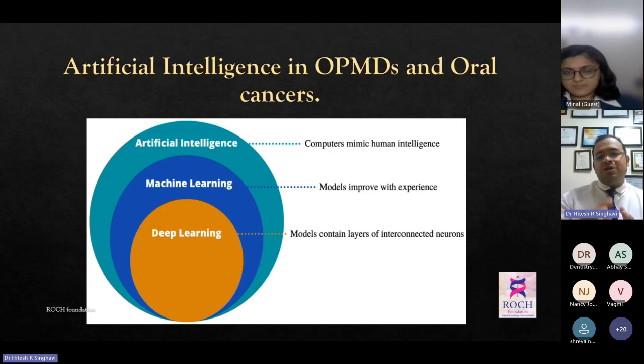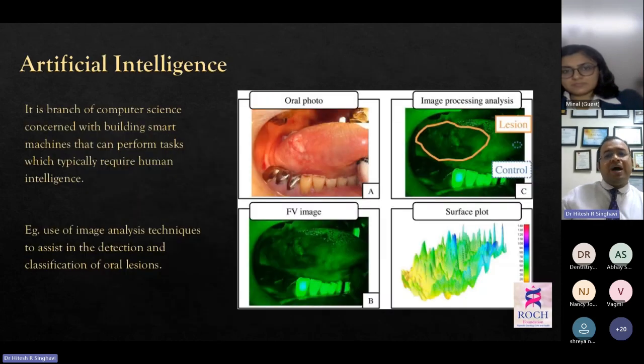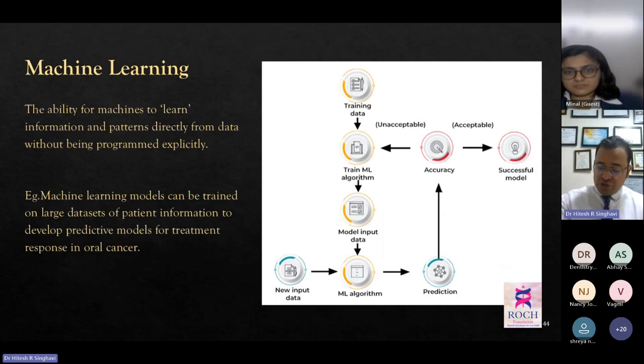Now, artificial intelligence is broadly divided into machine learning and deep learning. I'm not the expert to tell you what artificial intelligence is. I'm here to tell you how we can make this thing work. So, machine learning and deep learning have some differences. First, artificial intelligence is a branch of computer science concerned with building smart machines that can perform tasks which typically require human intelligence. An example is the use of image analysis techniques to assess, detect and classify oral lesions.